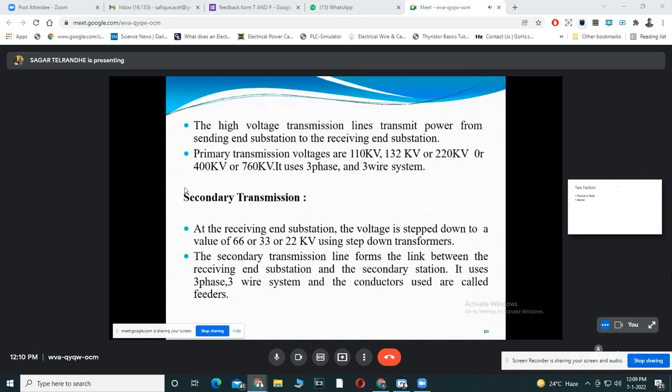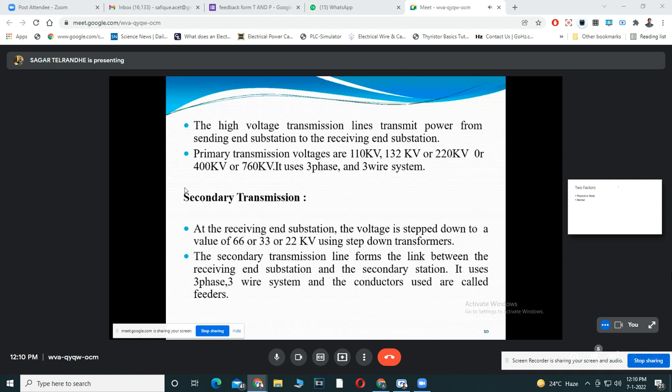Secondary transmission. At the receiving end substation, the voltage is stepped down to a value of 66 or 33 or 22 kV using step-down transformers. The secondary transmission line forms the link between the receiving end substation and the secondary station. It uses three-phase, three-wire system and the conductors used are called feeders.